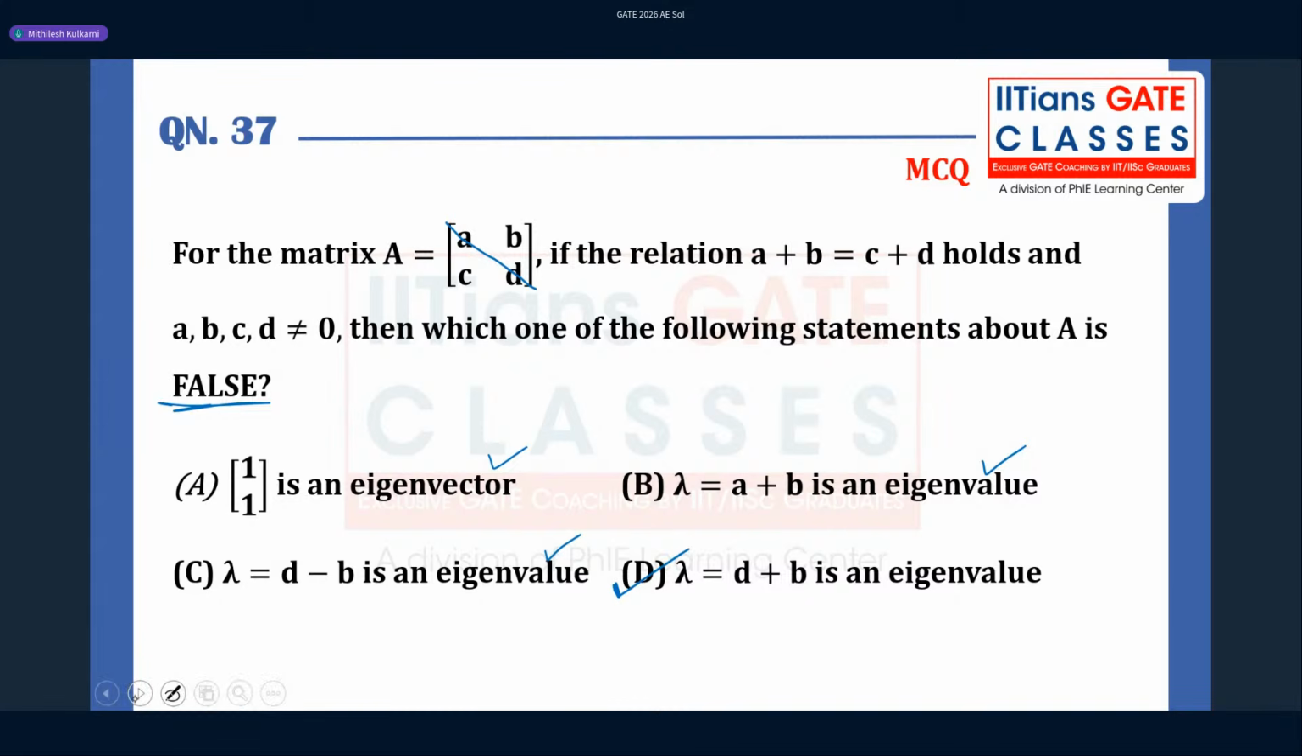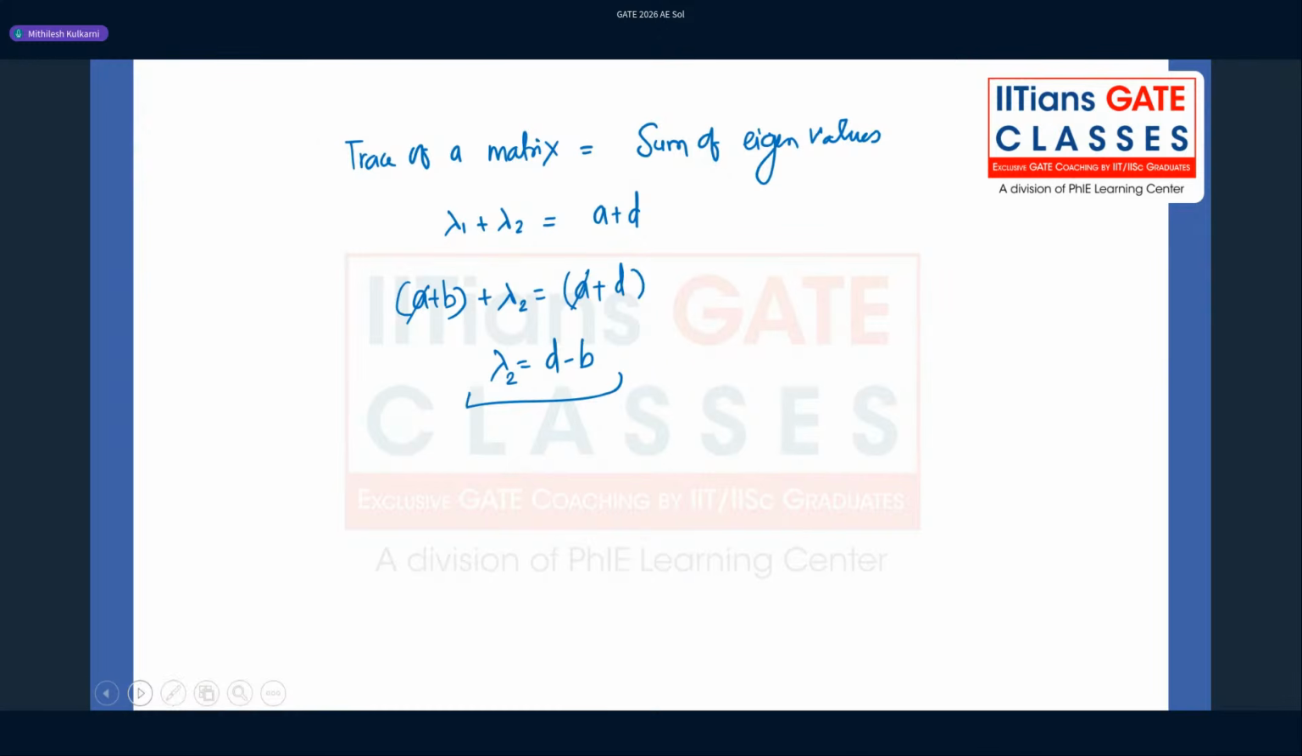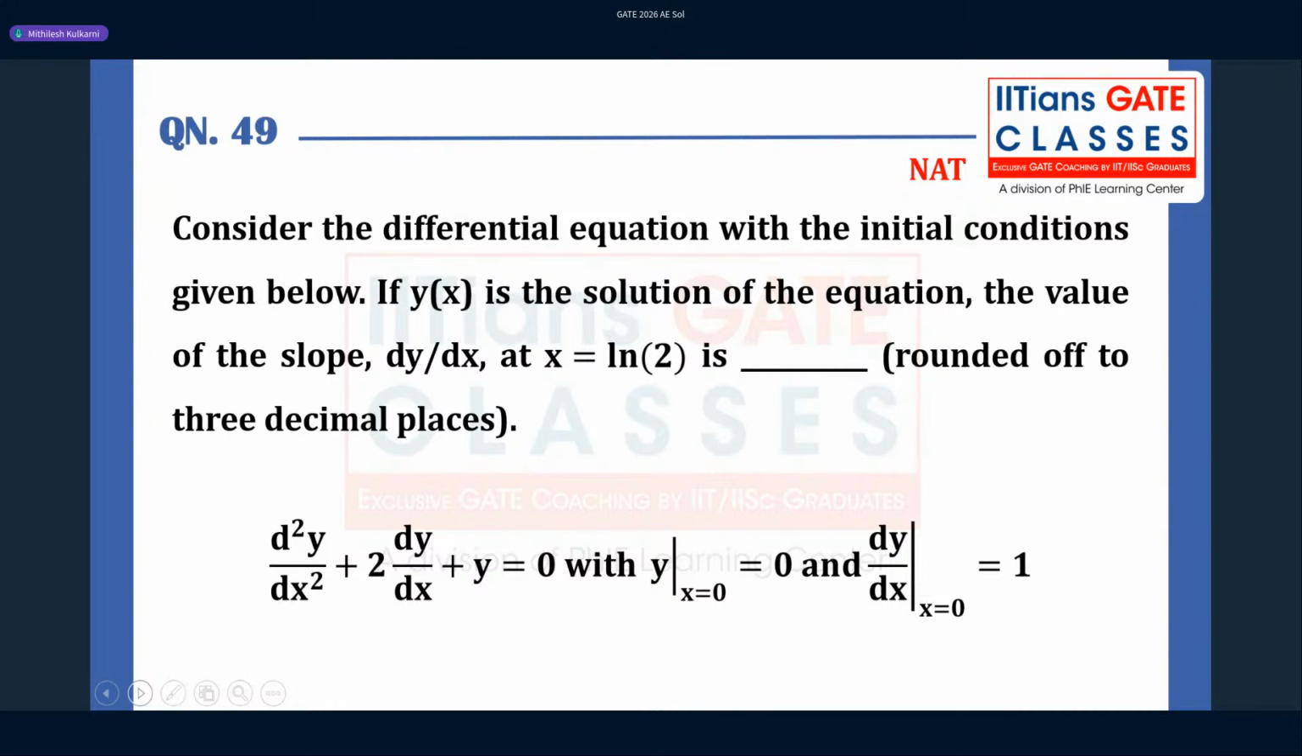Okay. So we have applied two things in this question. One is the basic property of the eigenvector, Ax is equal to lambda x, and the second one is that the trace of a matrix is equal to the sum of eigenvalues. So this was the third problem from linear algebra. Let's go to the next question. This question is from differential equations. Let's go through it.